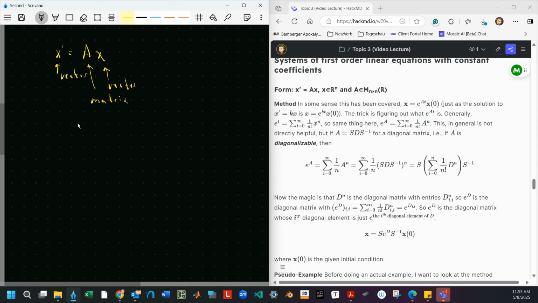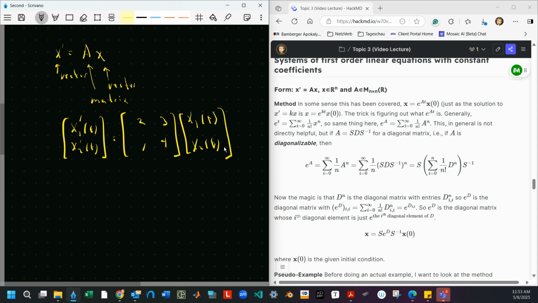So writing this out as a little 2x2 system, it may look like this. It may look like x1 prime, x2 prime. These would be functions of some variable t, say. So that's our vector of derivatives, which would be equal to some matrix times a vector. I'll just make something up: 2, 3, 1, 4. So there's a matrix. And then I have here x1 of t, x2 of t.